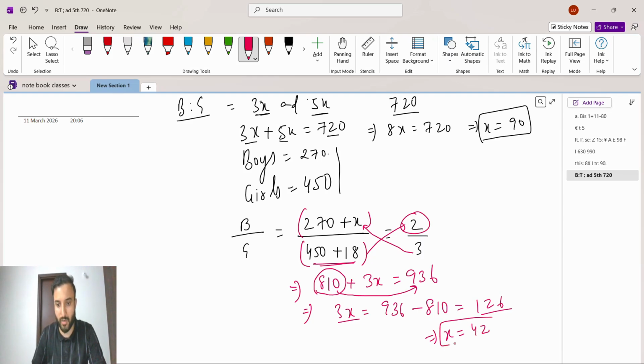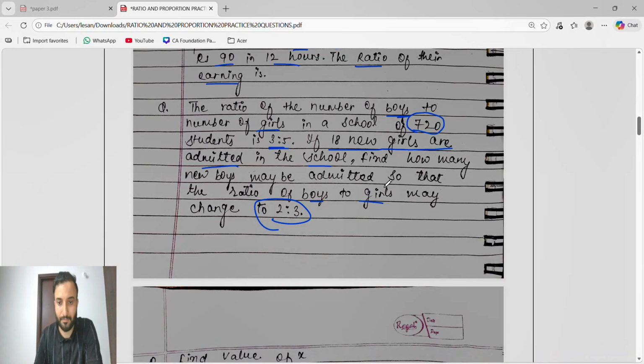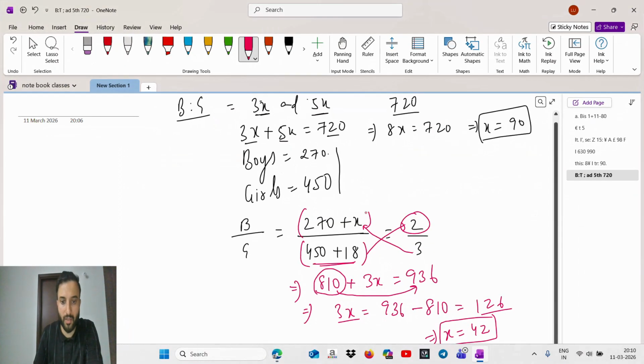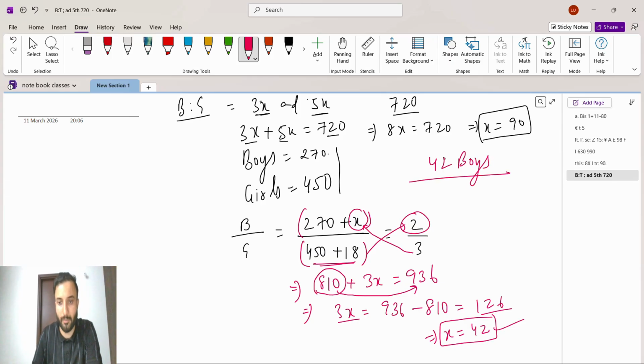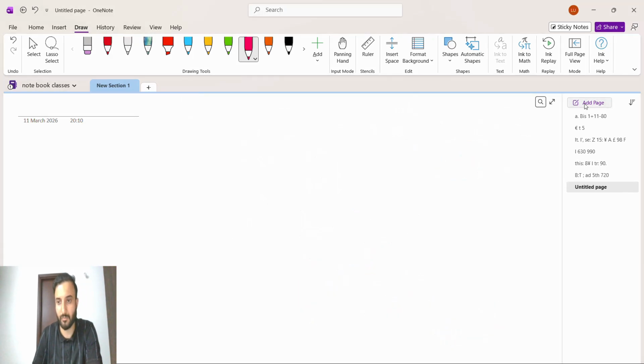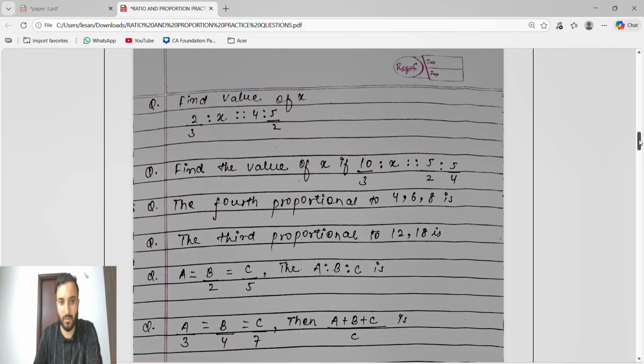So x is 42. They asked: find how many new boys may be admitted. The new boys we have taken as x, so we got x is 42, which means 42 new boys may be admitted. So what is the answer? Yes guys, 42. Correct. Okay, done. This is one.